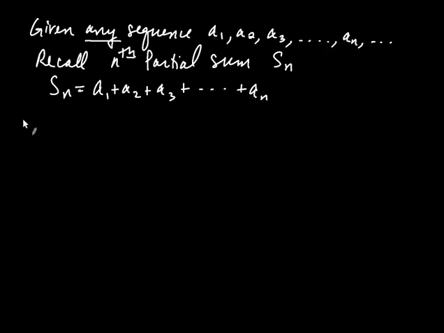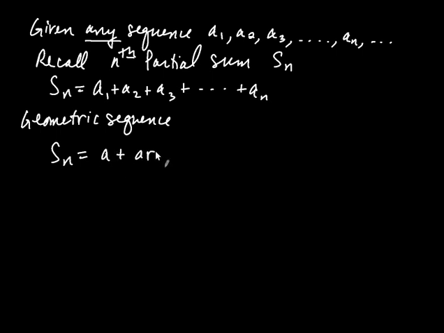Now, specifically for a geometric sequence, the type of sequence we're discussing in this video, we can derive a formula for the nth partial sum. So here's what we're going to do. We're first going to write down what the nth partial sum would be. S sub n for a geometric sequence is going to be a plus ar, because that's the second term, plus ar squared plus ar cubed plus and so on. Now let's write it like this: ar to the n take away 2 plus ar to the n take away 1.